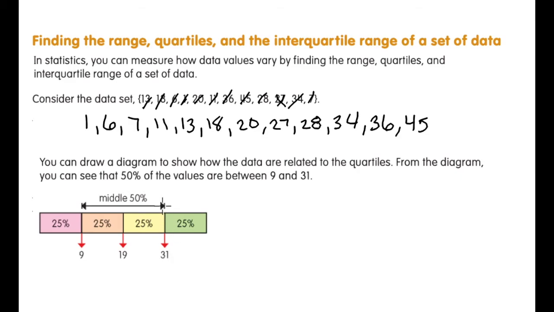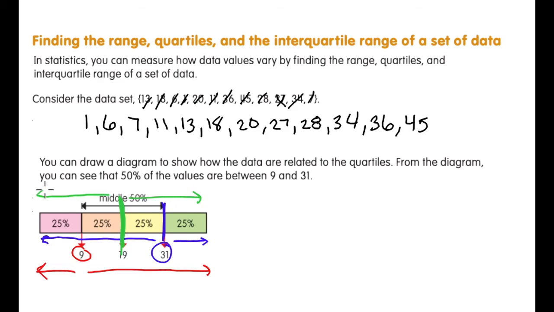We could also say that if we're looking at 31, 25% of the data is greater than 31. We could also say that 75% of the data is less than 31. If we took one of those other numbers, let's look at 9. I could say the same with 9. We could say that 75% of the numbers are greater than 9, or we could say that 25% of the numbers are less than 9. We could also look at the data in half, and say 50% of the data is greater than 19, 50% of the data is less than 19. So the quartiles allow us to describe our data in 25% chunks.